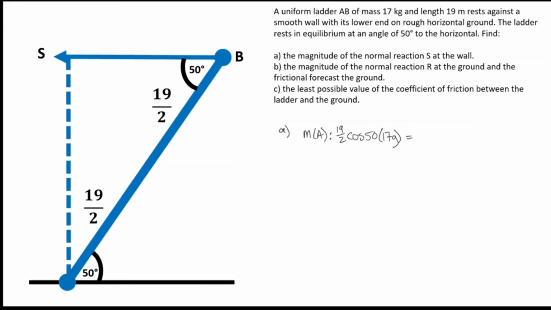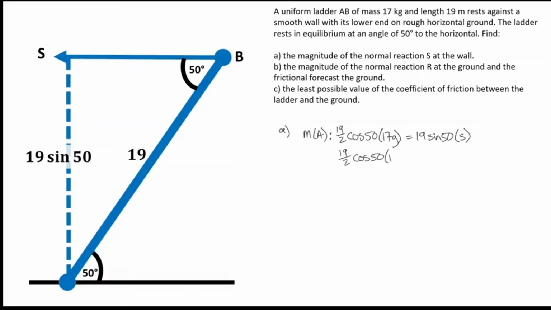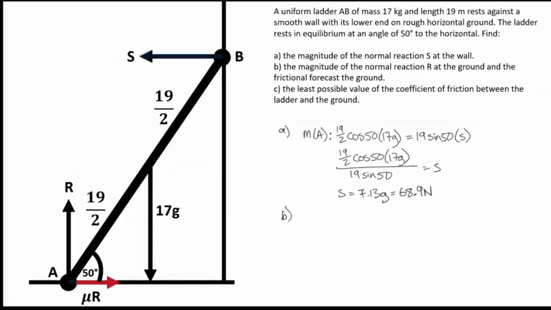Well, the hypotenuse of the triangle we've drawn so far is 19. The dashed line we're looking for is the opposite side within this triangle, so we'll be using sine 50. We just need to multiply that by the hypotenuse, which is 19. So 19 sine 50. The moment is 19 sine 50 times s. Got a nice equation that we can just rearrange and make s the subject. We know from there s is going to equal 7.13 g or 68.9 newtons to 3 significant figures. So there we go, we've found s.